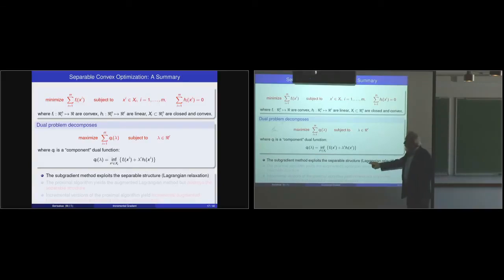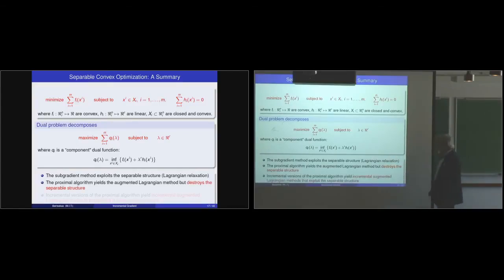The incremental subgradient method exploits the separable structure. The proximal does not, because we're going to see that this augmented Lagrangian is not separable, and I'm going to focus on how we can get around this problem by using incremental ideas.